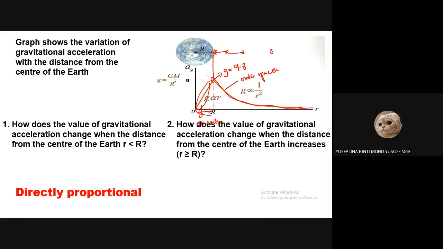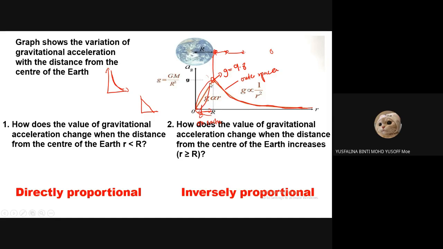How does the value of the gravitational acceleration change when the distance from the center of the Earth increases? That means r is bigger than or equal to R, so the value will be inversely proportional. Because you already know the relationship of the graph: if the graph looks like this, it is inversely proportional; if the graph looks like this, it is decreasing linearly. So for this part, directly proportional, and for this part, inversely proportional.